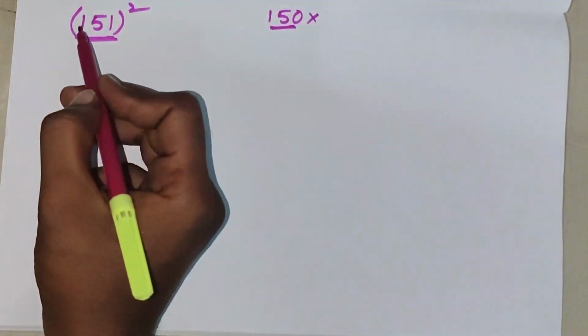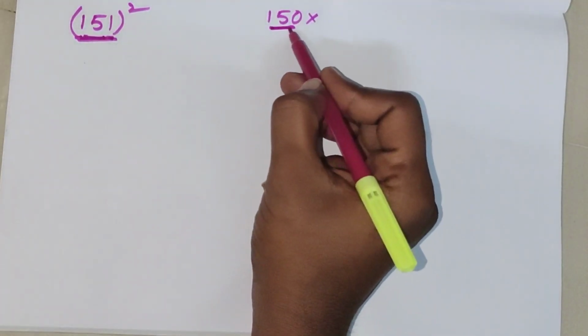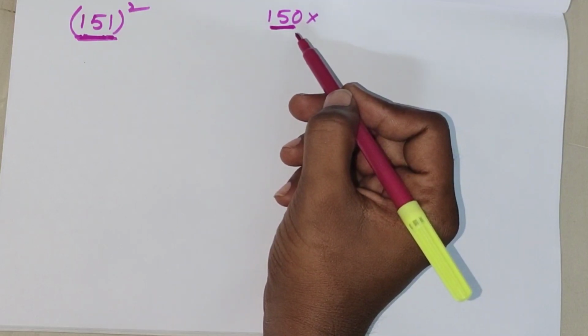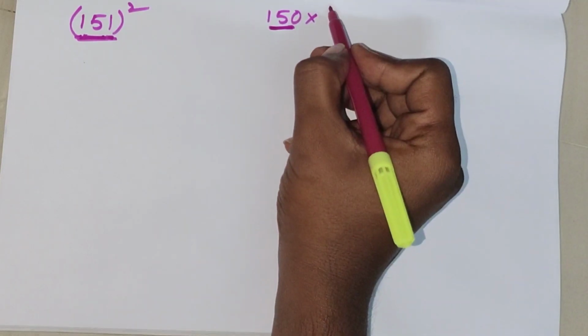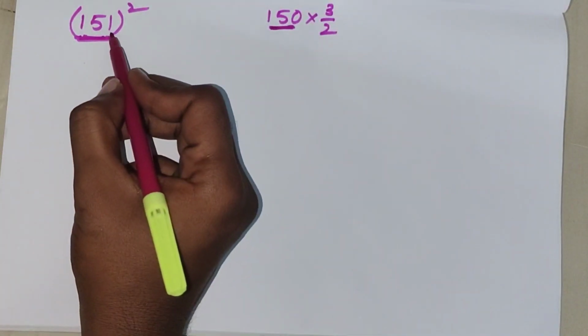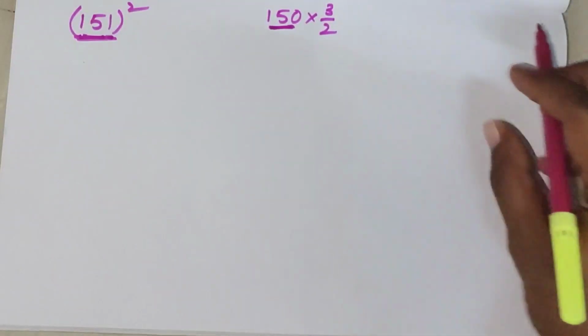Let us discuss one more example. 151 whole square. It is nearest to 150. Nearest to 150 means we should go with a multiplication of 1.5. 1.5 is nothing but 3 by 2. Then we can multiply with 3 by 2. How much more? As usual, more means add, less means subtract. Then we can take one more example.